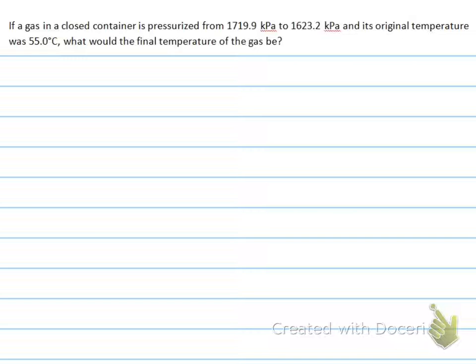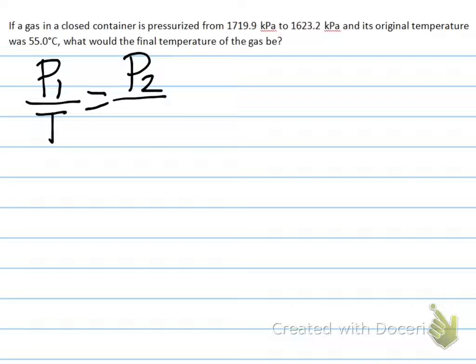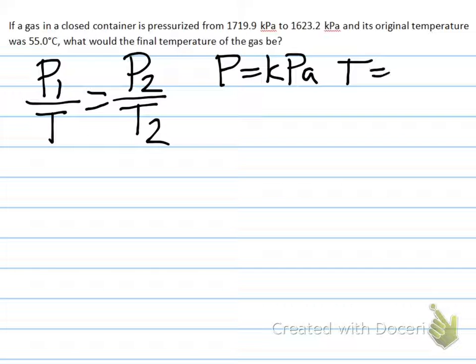But Gay-Lussac's law deals with both pressure and temperature, and it looks very much like Charles's law. It's going to be P1 over T1 equals P2 over T2. We do need to pay attention that pressure is in kilopascals and temperature should be in Kelvin.